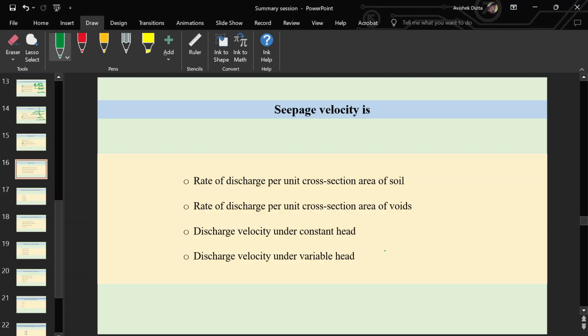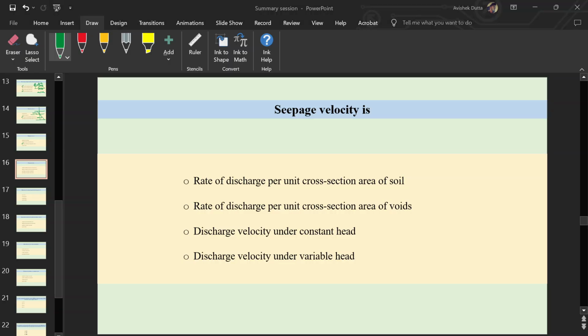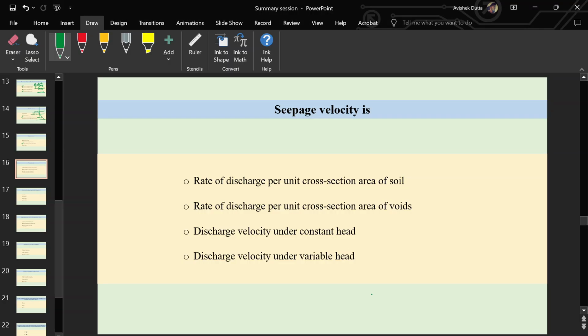Seepage velocity is, what is seepage velocity? Rate of discharge per unit cross section area of the soil, rate of discharge per unit cross section area of the voids, discharge velocity under constant head, or discharge velocity under variable head. What is the answer? Anyone? Dheeraj, if you are there, or ARV, you can speak if no one is answering. Option B, sir. Yes, very good. Option B is the correct answer.